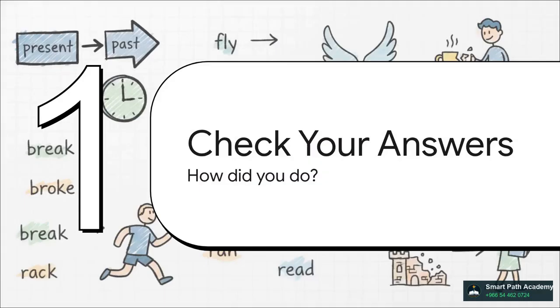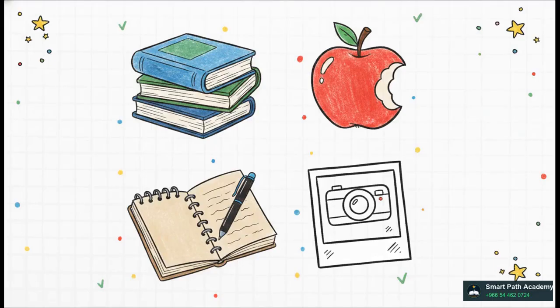Section 5. Check your answers. So, how did you do? So the crucial point is choosing the brand new word, not the ed word. Let's read the correct answers slowly. Number 1, yesterday I went to the library. Number 2, Sarah ate an apple. Number 3, Omar wrote a story. And number 4, they took a photo. Excellent work if you got those right.